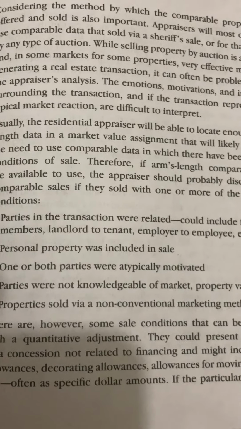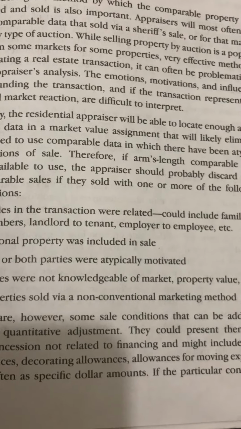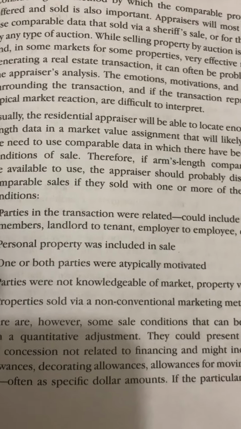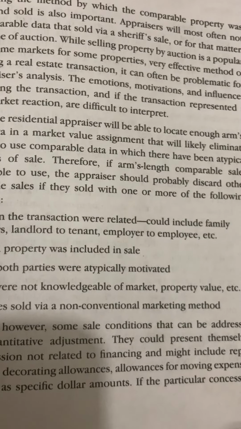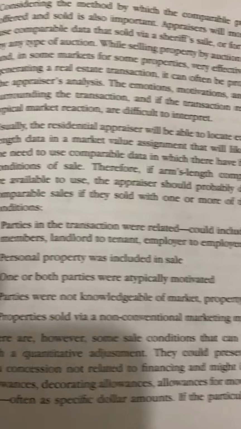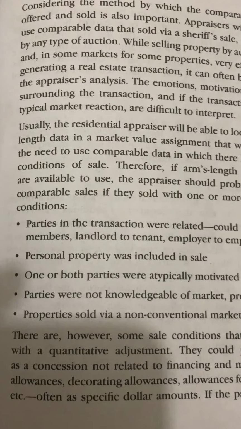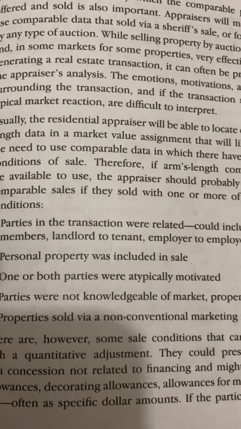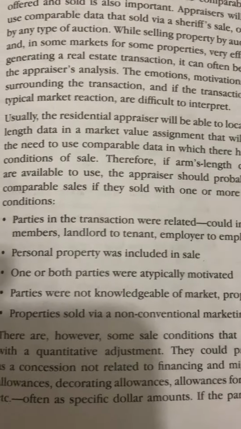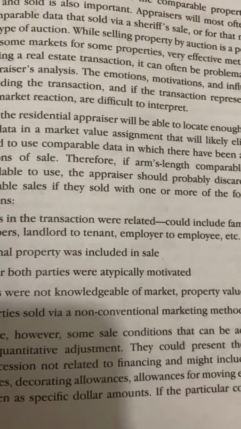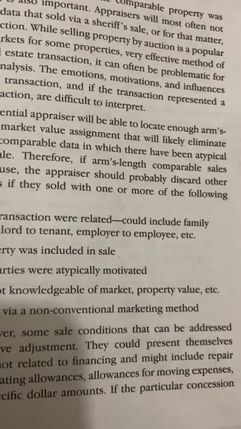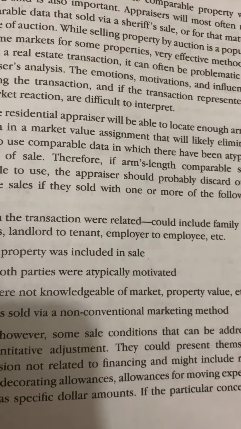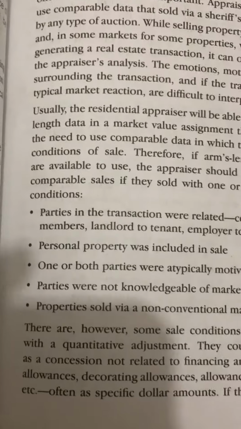Parties in the transaction were related. Could include family members, landlord to tenant, employer to employee, etc. Personal property was included in this sale. One or both parties were atypically motivated. Parties were not knowledgeable of market, property value, etc. Property sold via a non-conventional marketing method.